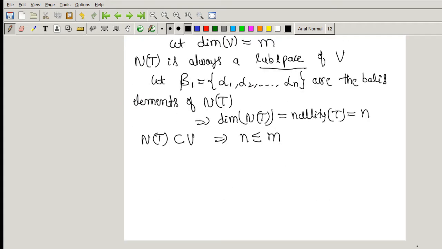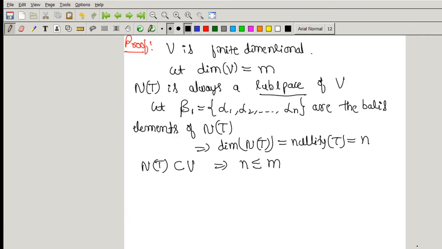N is always less than or equal to m. And we can extend this, and in fact, V is finite dimensional, so it also has a basis. And this set is a subset of V. Therefore, we will extend this to a basis of this vector space.